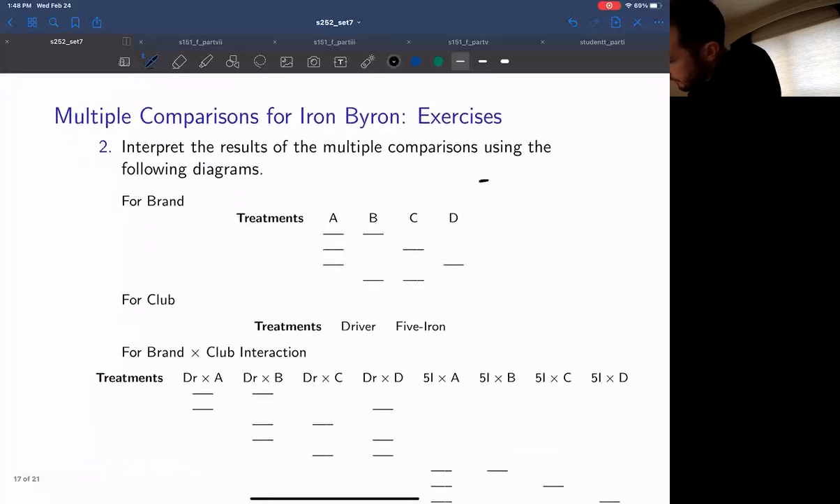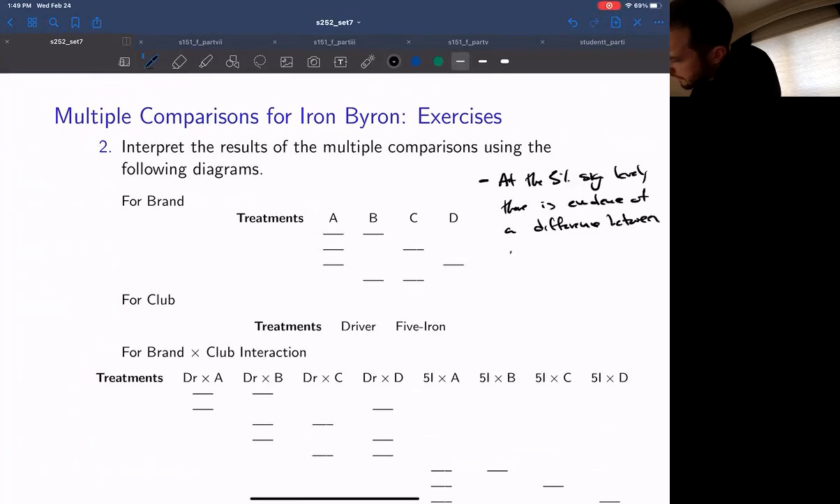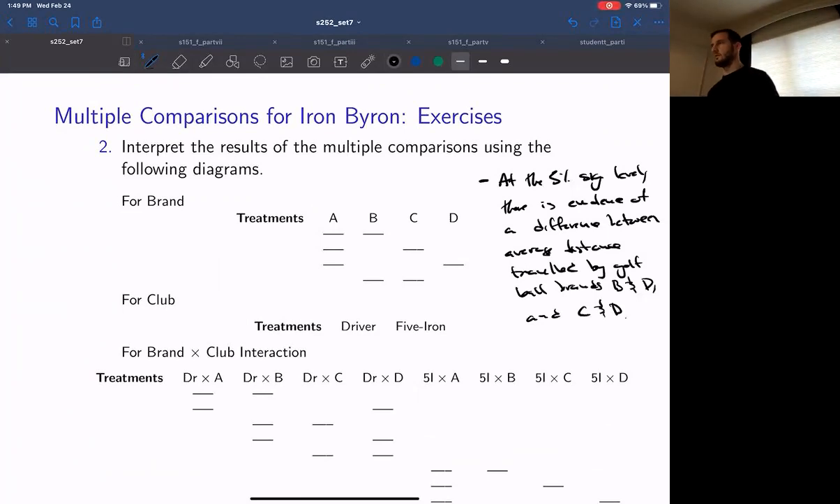Therefore, this diagram is showing us that at the 5% significance level, there is evidence of a difference between the average distance traveled by golf ball brands B and D and C and D. Okay, because those are the only two brands that are not connected.